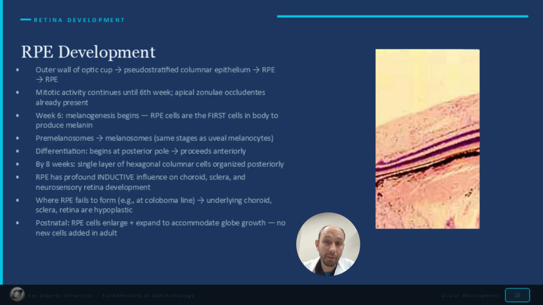Now, as we remember, the RPE is the supportive structure of the retina. If it doesn't form well, the rest of the retina won't. And the cool thing about the RPE is it is the first structure in the body that actually produces melanin.